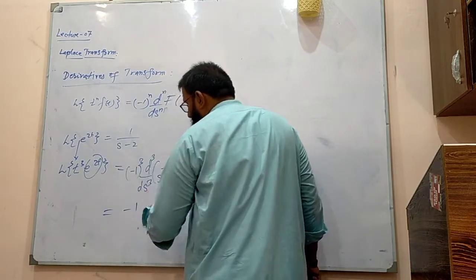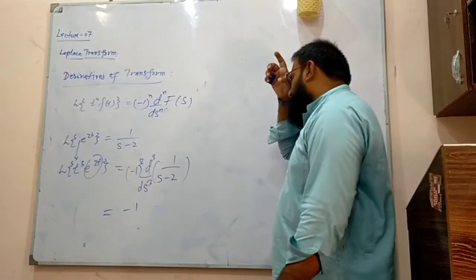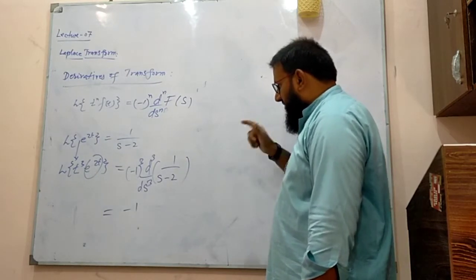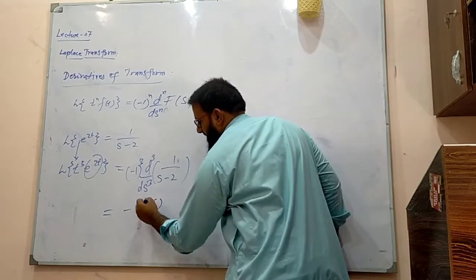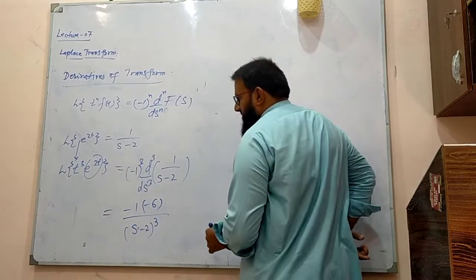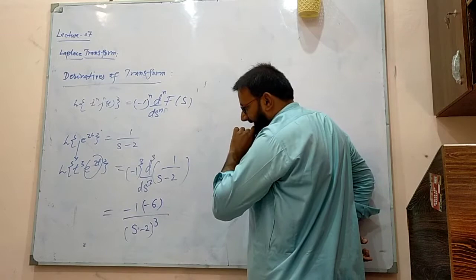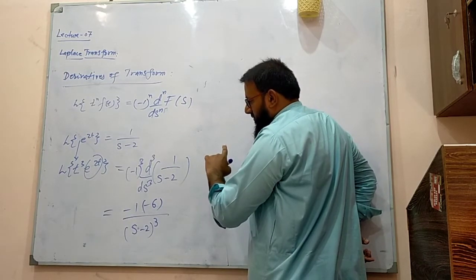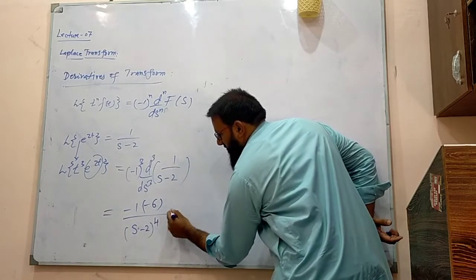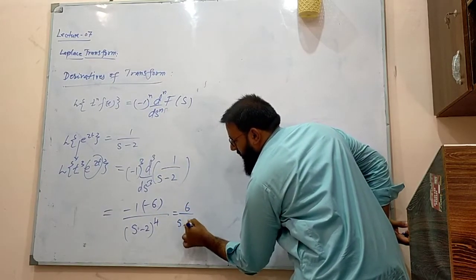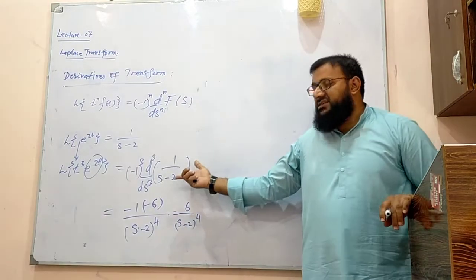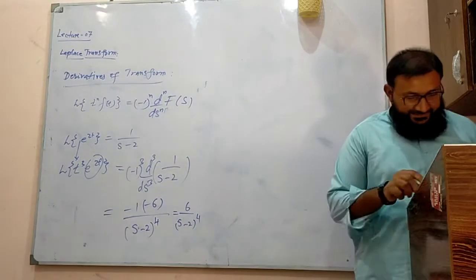This will be minus 1, and the first derivative is minus 1 over s minus 2 squared, then 2, then minus 6. Is it okay? It becomes power 4. So it's 6 over s minus 2 power 4. It's okay now. So just differentiate this 3 times and you are done.